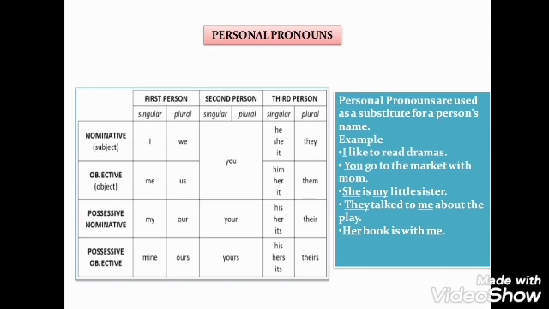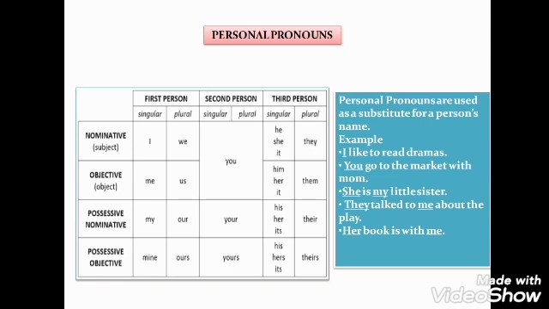So it can be under some heads like nominative. Nominative means it is nothing but subject. It can be used as a subject. Objective means it can be used as an object. So possessive nominative and possessive adjective. That also means that possessive means possession. It states ownership. So I have given this example. Now, she is my little sister. That is a possessive nominative. Another example for possessive nominative. Her book is with me. Right? Her is a possessive nominative. So under these heads we can divide personal pronouns.